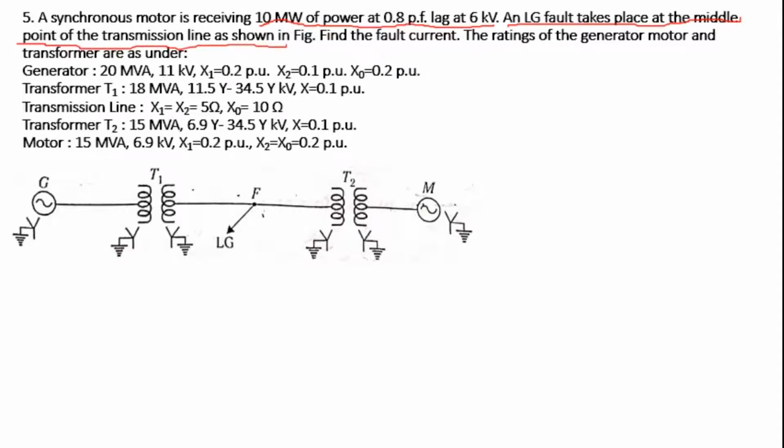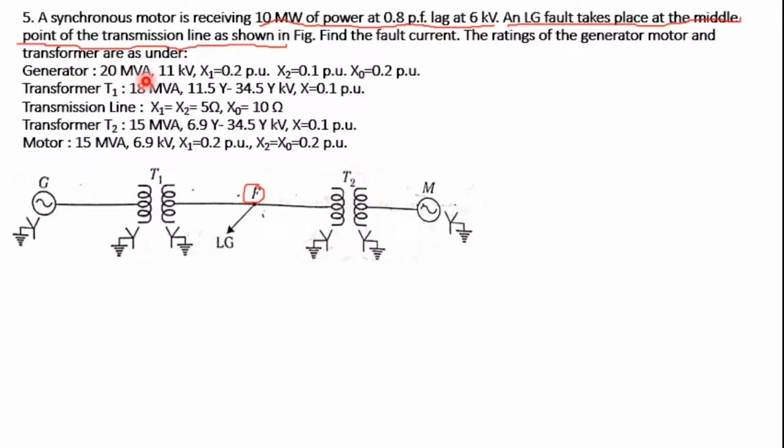Okay, so here the fault is at this point, in the middle of the transmission line. We need to calculate the fault current. The ratings of the generator and motors are given, along with the parameters.